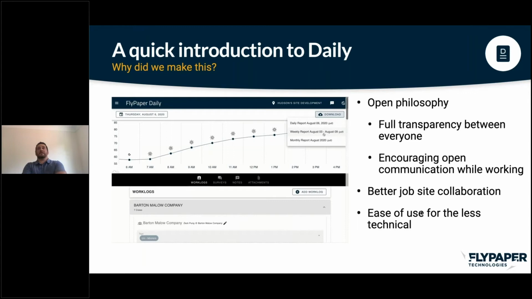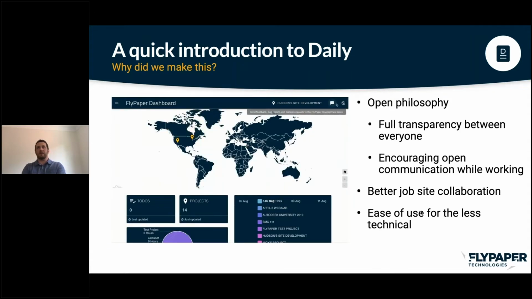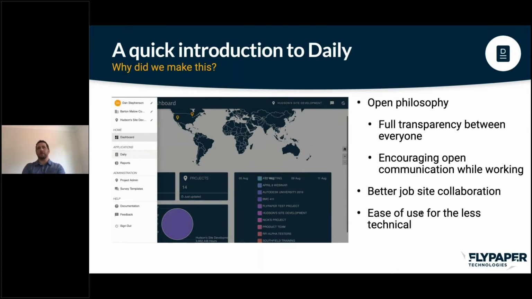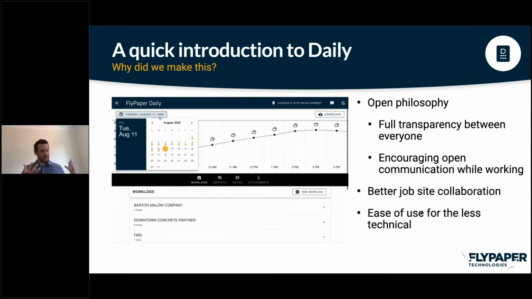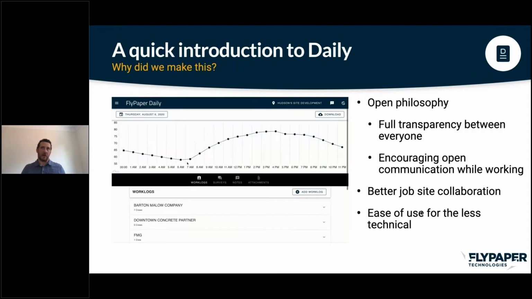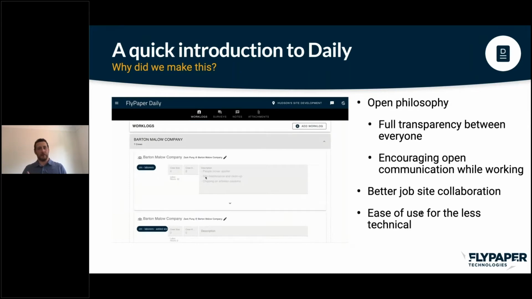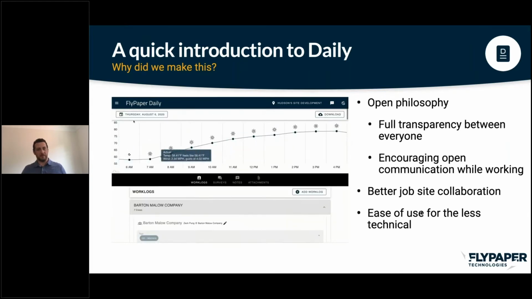One of the reasons it piqued our curiosity is that we felt some of the daily tools that were out there didn't really have much of an open philosophy. And what do we mean by that? It's really about having full transparency between everyone. We don't believe in the idea that one person shouldn't be able to see another person's information, especially when we're talking about collaborating with other human beings in a day. This is something we really wanted to spend time on, and something we felt was very crucial to a successful daily application.